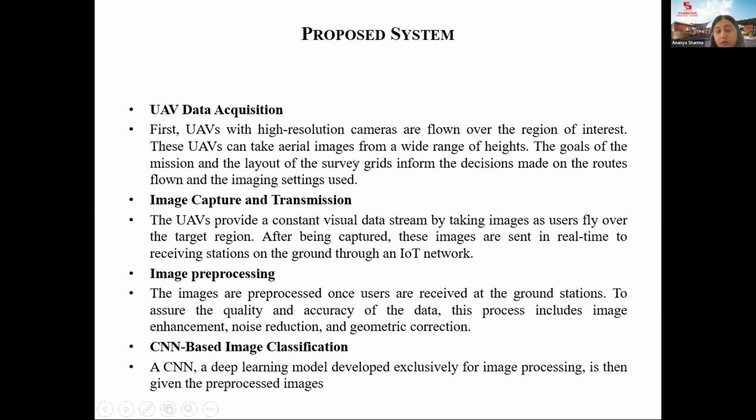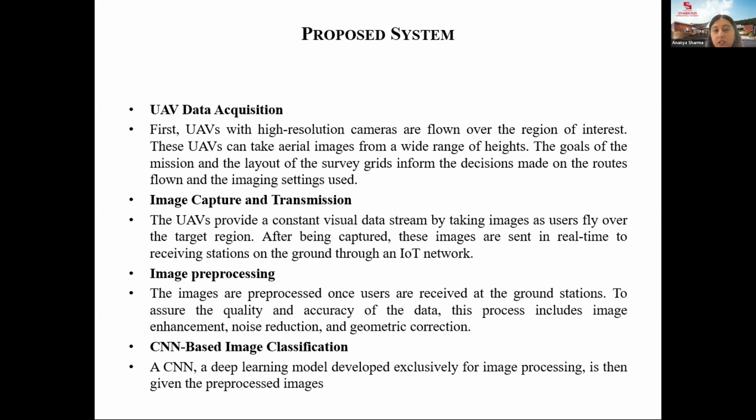So these are the various steps that we undertake. First would be the UAV data acquisition. The UAVs with high resolution cameras are flown over the region of interest. These UAVs can take aerial images from a wide range of heights. The basic goal of this mission is to get the layout of the survey grids to help make informed decisions on the routes that are flown and the image settings used.